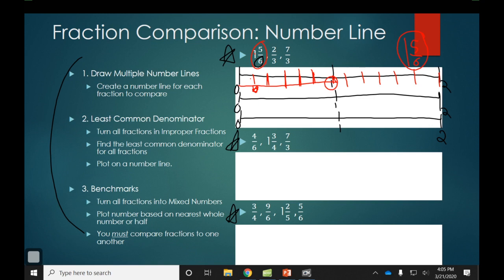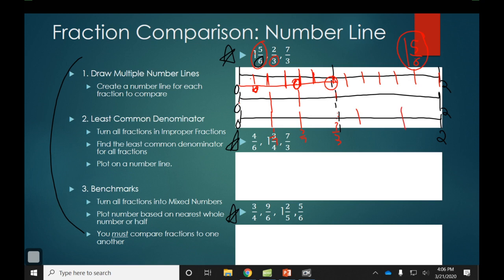Same thing for this, but instead of breaking it into 6, you're going to break it into pieces of 3. So from 0, you have 1, 2, and this is our third. 2/3 would land right here, so right here is where you'd write 2/3 at the top. So you have 5/6, you have 2/3, and you're going to now do 7/3. So once again, 1, 2, 3. So this would be 1/3, 2/3. This would be 3/3 technically, or 1 whole.